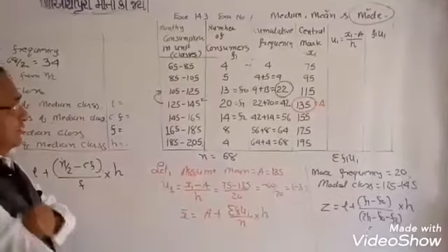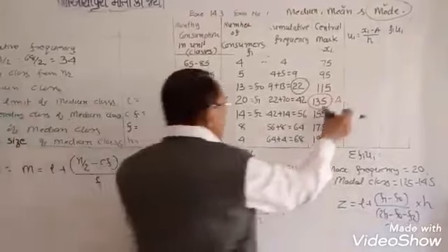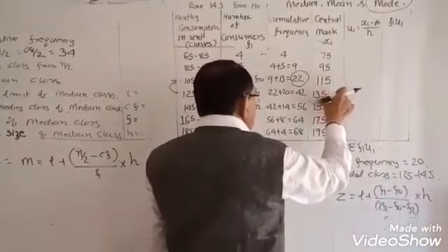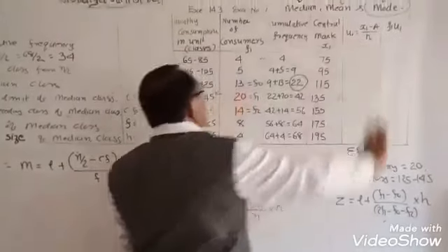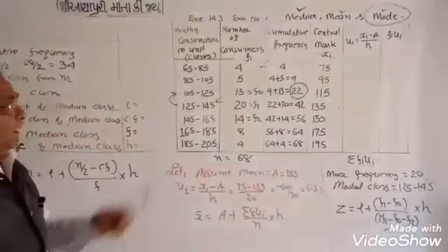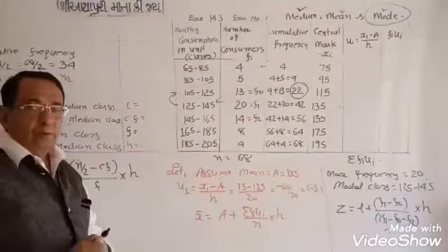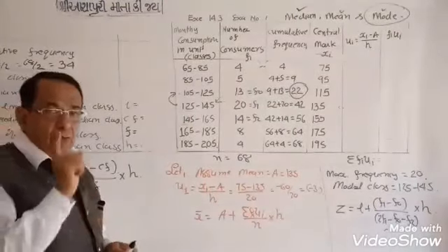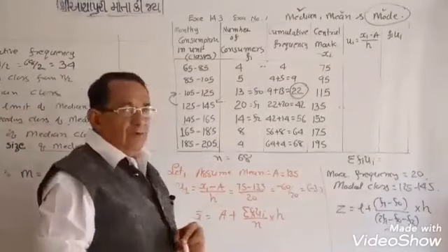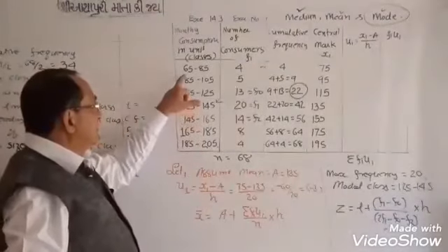First of all, what will we do? First of all we will find the median. To find the median, first of all find the cumulative frequency. How will you find the cumulative frequency?